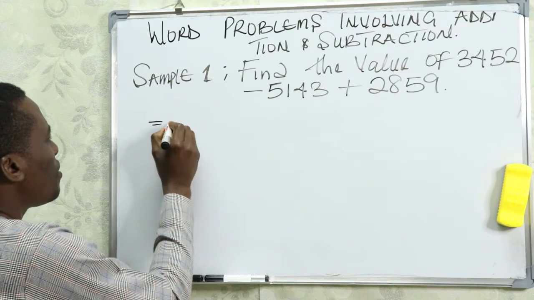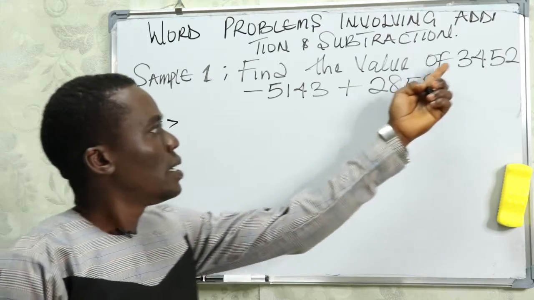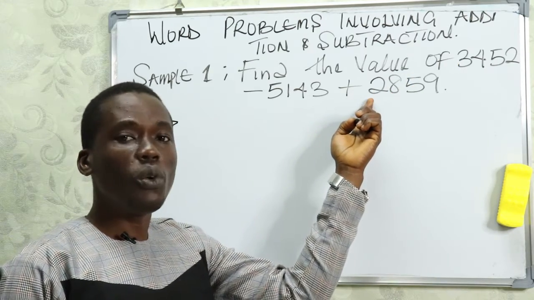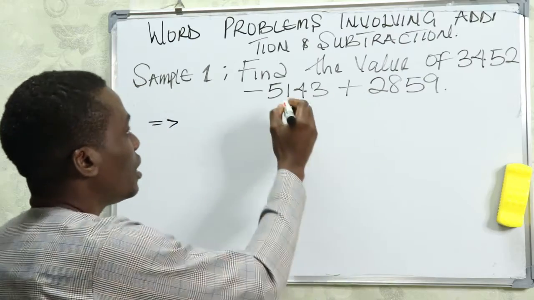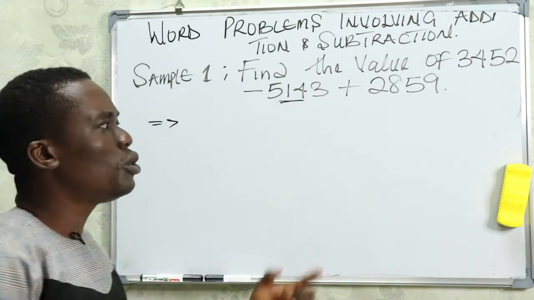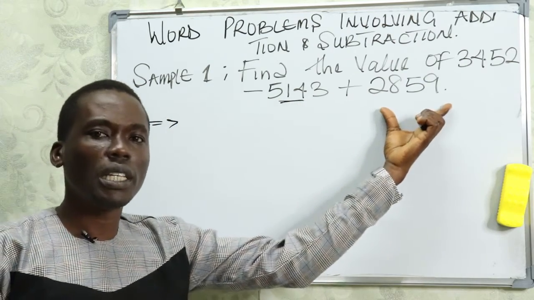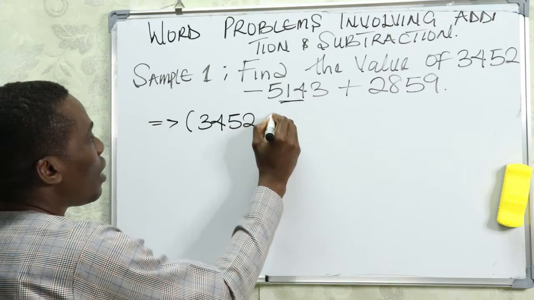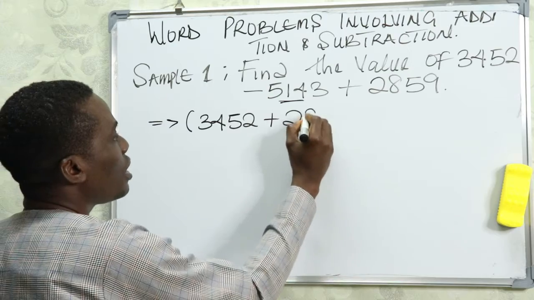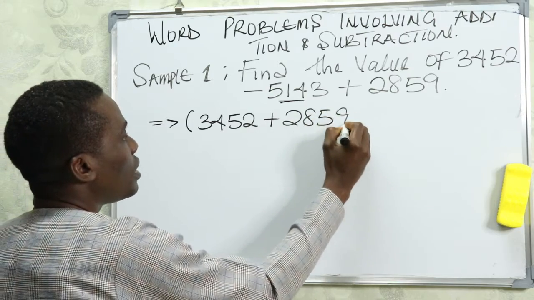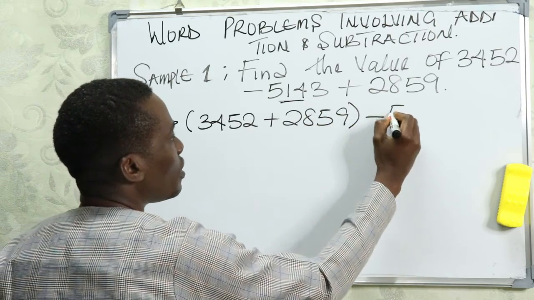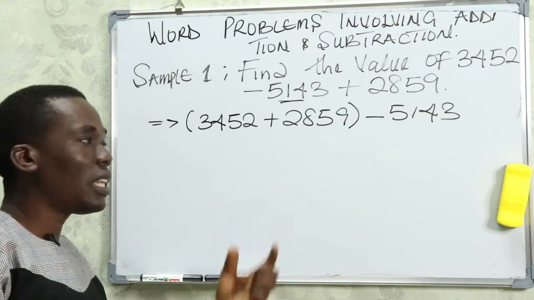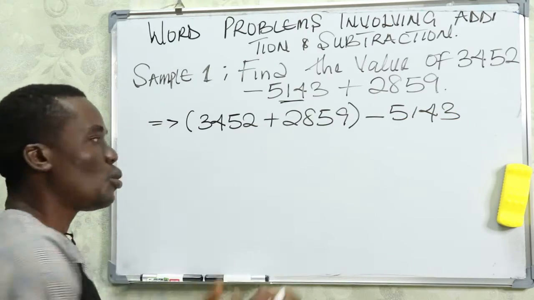Now we are given these values. This is carrying a positive sign, this is carrying a positive sign. The only whole number carrying a negative sign is what? This. So we are going to group the positive numbers together and add them, and then finally subtract the negative number from them. Now let's go add these two numbers.